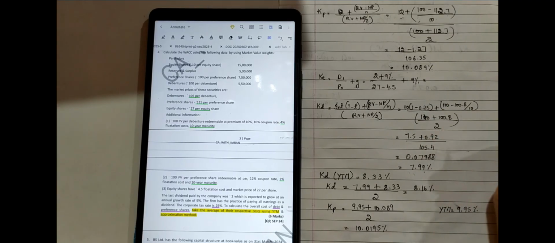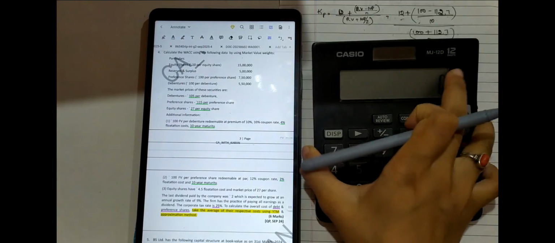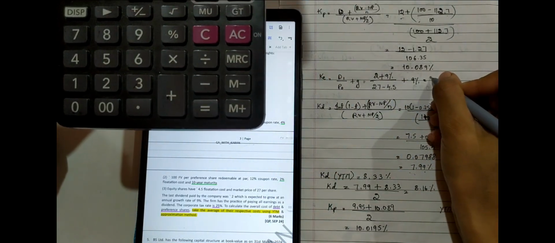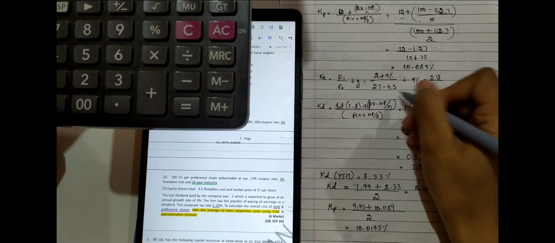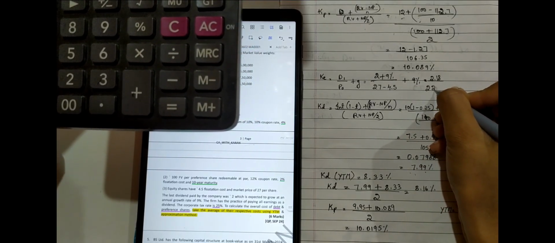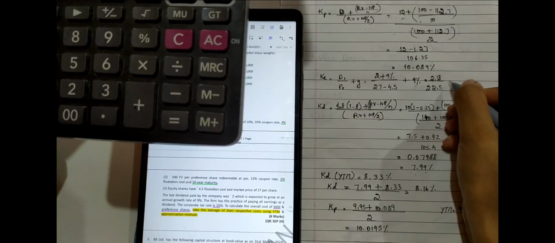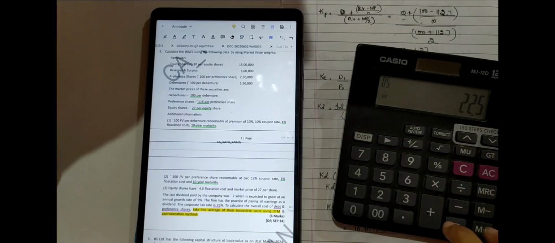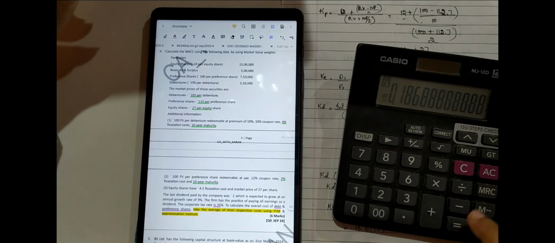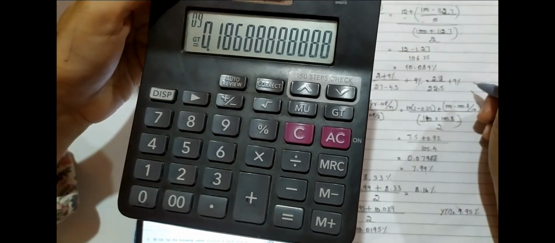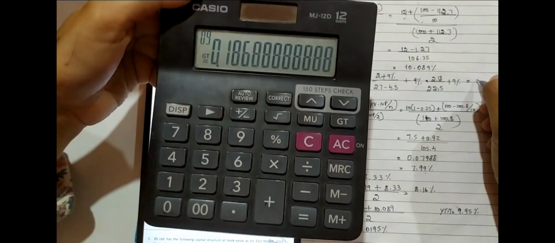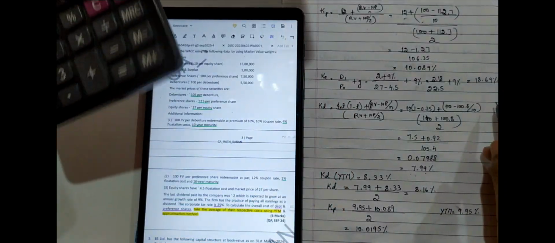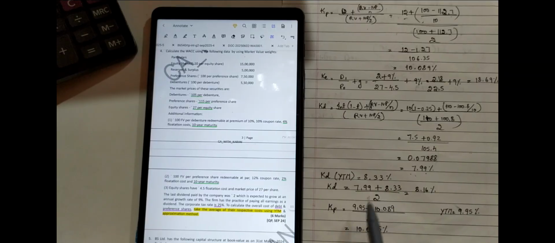So this comes out to be 2.18 plus 9%. So 2.18 and 27 minus 4.5, it is 22.5 plus 9%. So divided by 22.5 plus 9%. So 18.688888. So this is KE equal to 18.69%. Okay. So now we have got KP, KD and KE.